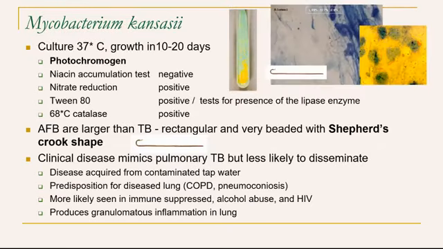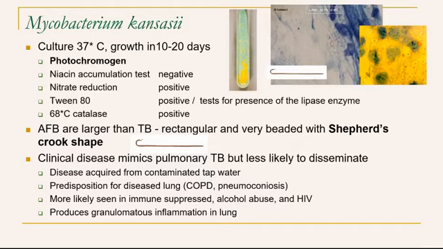Mycobacterium kansasii. This is a mycobacteria that grows well at 37 degrees in around 10 to 20 days. It's a photochromogen, producing a very bright yellow pigment when exposed to light. Old tests would be niacin test negative, nitrate positive. Tween 80 is positive. It tests for the presence of the lipase enzyme, and Mycobacterium kansasii is one of the few species that has this enzyme. It's also positive in a 68-degree catalase test. More likely, we're going to do MALDI-TOF or use DNA-RNA probe for identification.